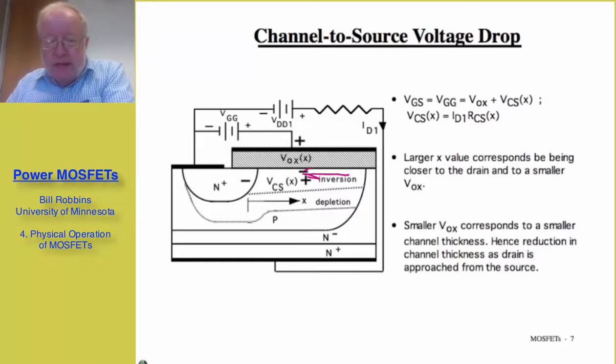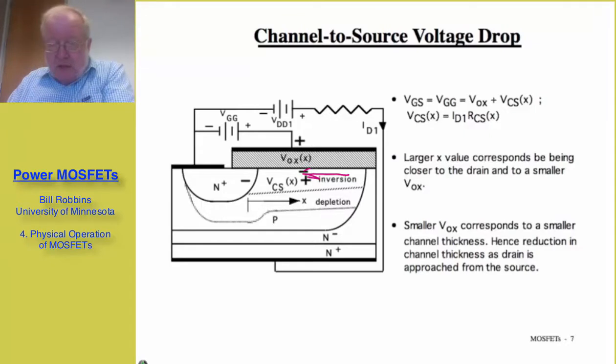And now it's clear that the total externally applied gate to source voltage is equal to the voltage across the oxide, as I've diagrammed, plus the channel to source voltage at that position x. That means at the drain end, where I have the largest channel to source voltage, I have the smallest voltage developed across the oxide. And so the thickness of the inversion layer, which is governed by the oxide voltage, is going to change. It's going to be thickest at the source end and smallest at the drain end.